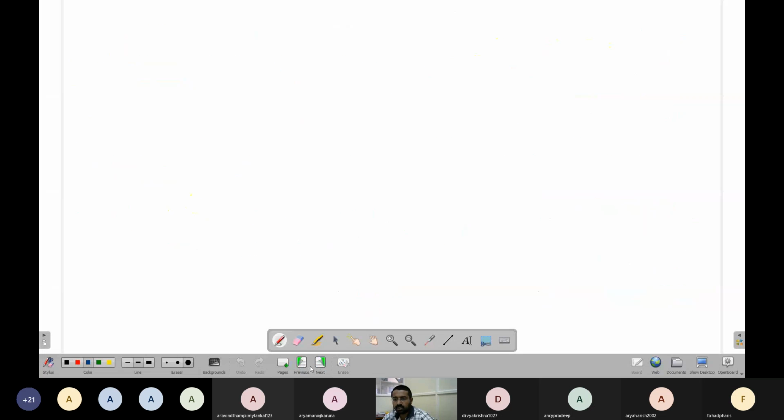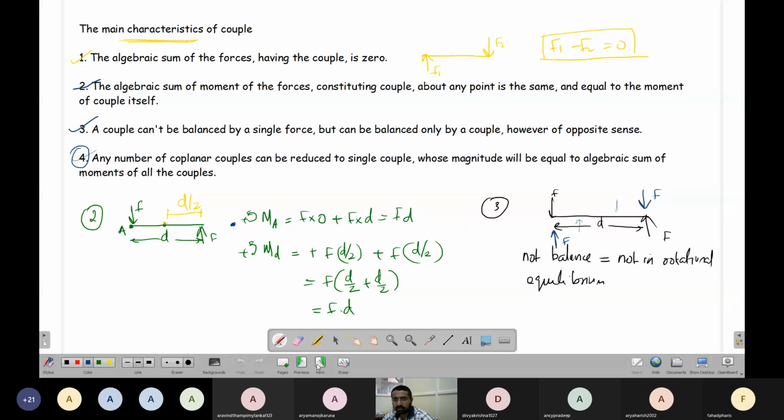So we have seen the different characteristics of a couple. Those are the properties of a couple. The algebraic sum of the forces: the couple's forces are the same but in opposite directions, so with the sign, if we add, the summation of forces in the y direction is 0. The algebraic sum of the moments of the forces constituting the couple about any point is the same, equal to the moment of the couple itself.